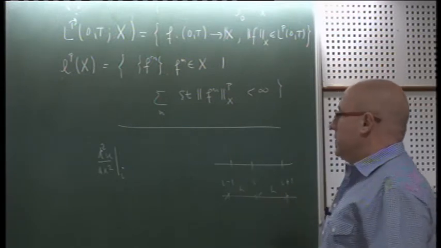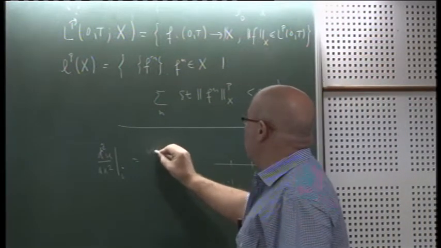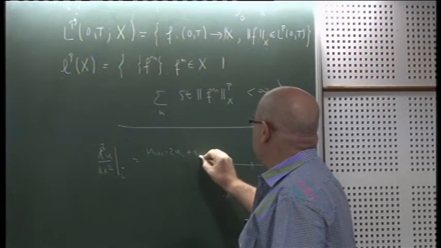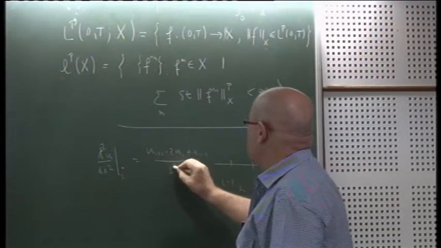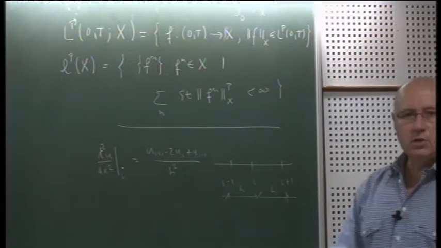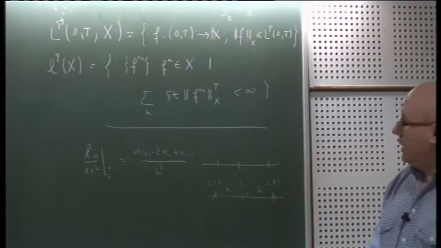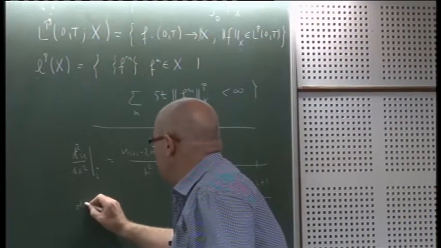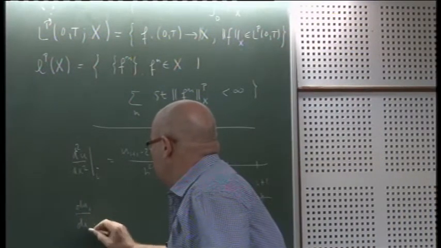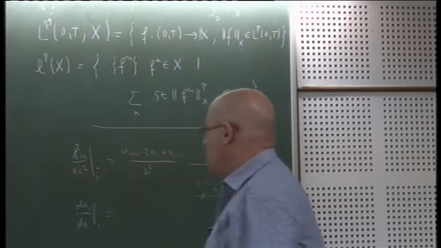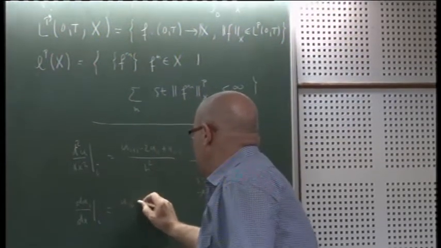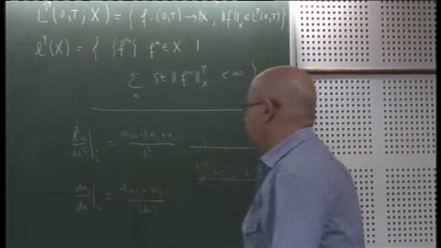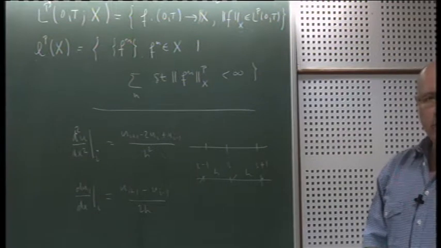Okay? Centered finite differences means this is u_{i+1} minus 2u_i plus u_{i-1} divided by h squared. That's the approximation to the second derivative. Now assume you approximate the first derivative. The first derivative at i is equal to u_{i+1} minus u_{i-1} divided by 2h. That's the approximation to the first derivative.